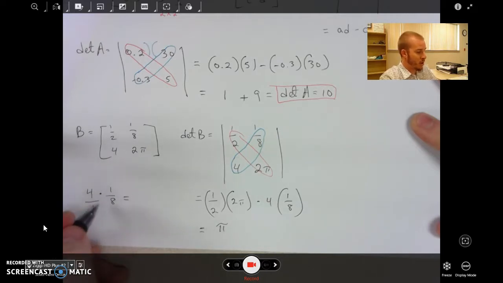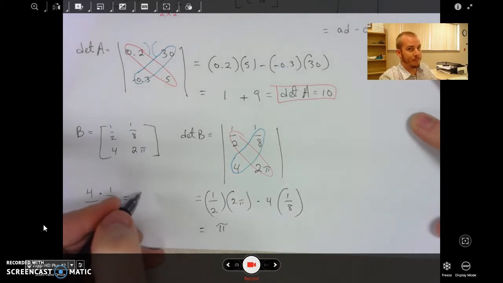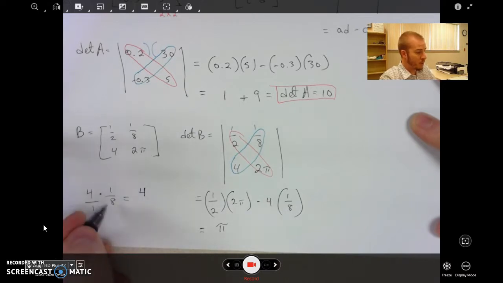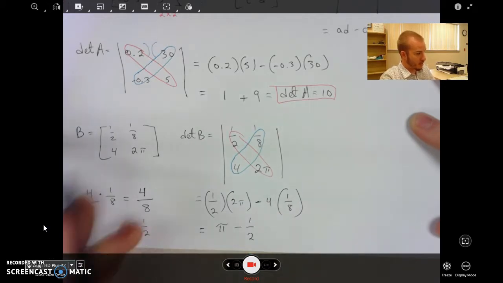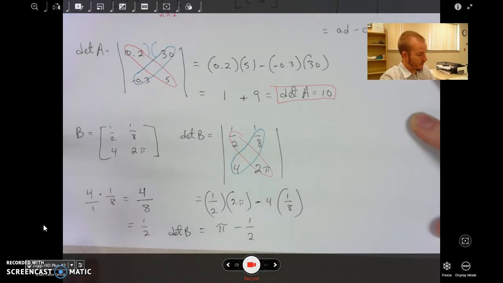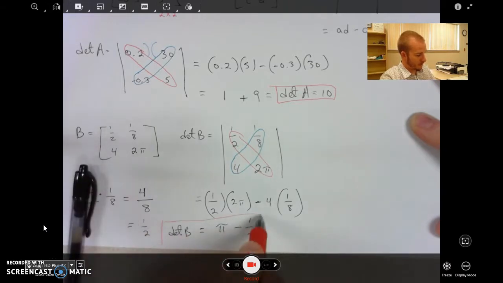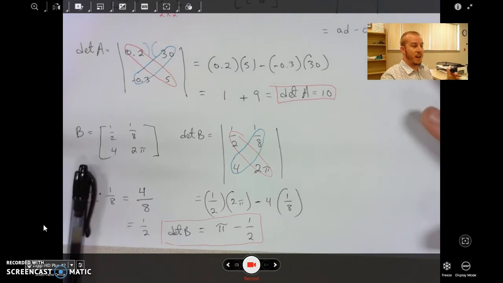And you multiply the numerators times each other. Don't say top and bottom. We multiply the numerators. We get 4. And we put that over the denominators being multiplied, 1 times 8, which is 8. So 4 over 8, which you guys are smart cookies, and you know is 1/2. So my answer for the determinant of B is going to be pi minus 1/2. And this is the determinant of B. Okay, so that's the idea of finding the determinant of a 2x2 square matrix.